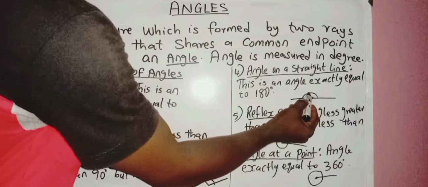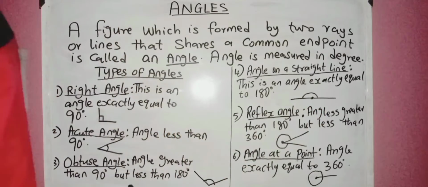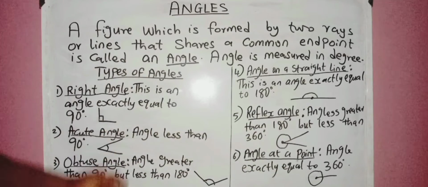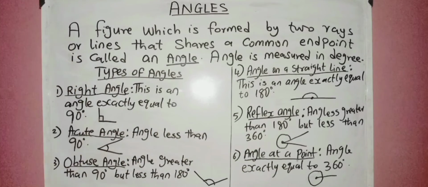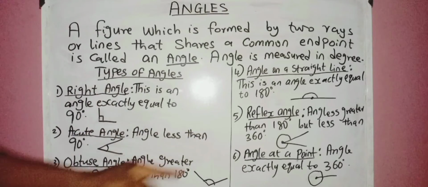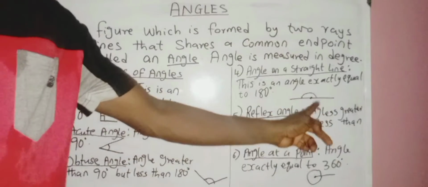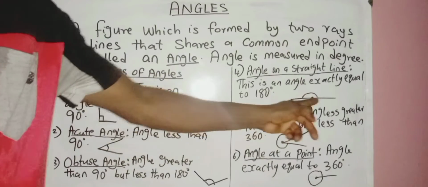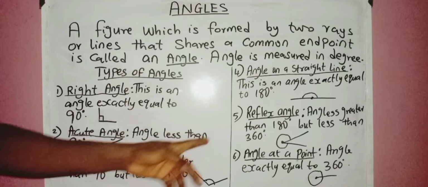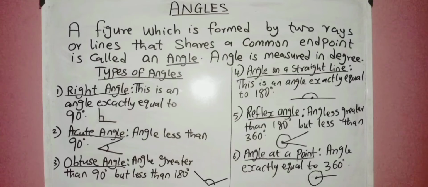Then the angle formed on this straight line will give us a semicircle. So the angle formed on a semicircle is equal to 180 degrees. So the angle on a straight line is exactly equal to 180 degrees. This is a perfect indicator here. Once you draw a straight line, an angle is formed along that straight line. So those angles formed are said to be what? 180 degrees. Then we talk about the reflex angle.